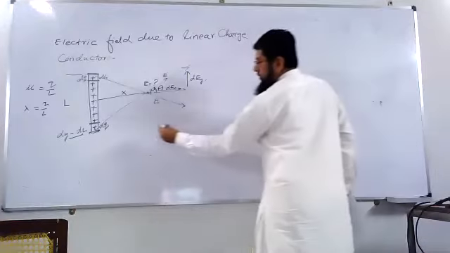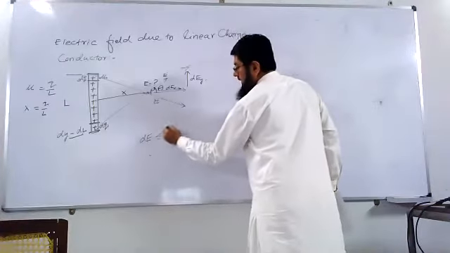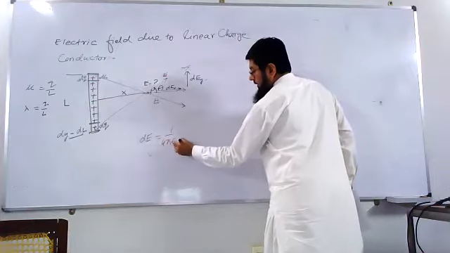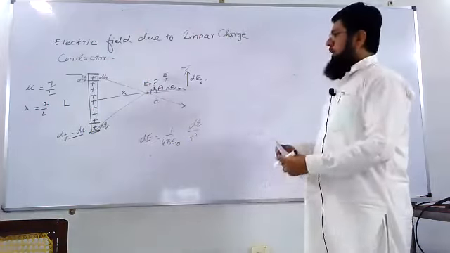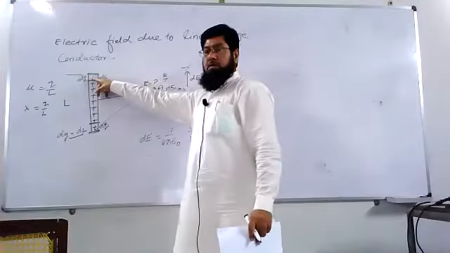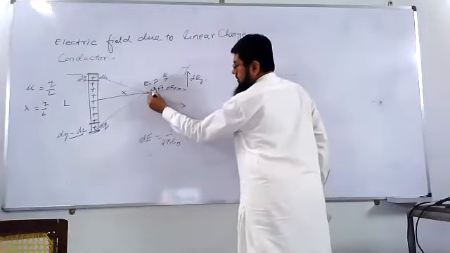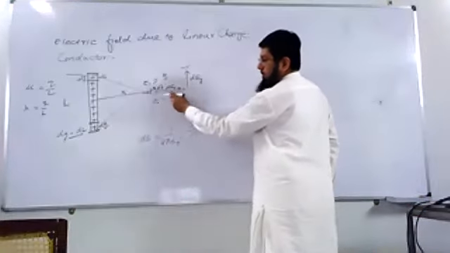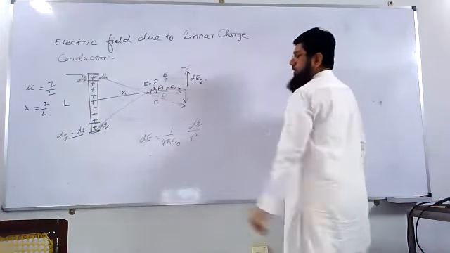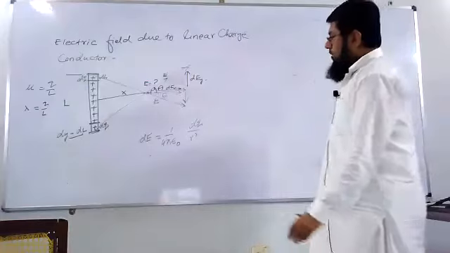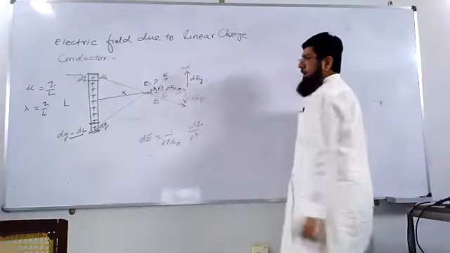dE is equal to 1 upon 4 pi epsilon naught dq upon r square. Now, for this dq, the electric field whose direction is this again has to be divided into two components. One component is along the x axis, and the other is along the y axis. This is called dEy and this is called dEx.